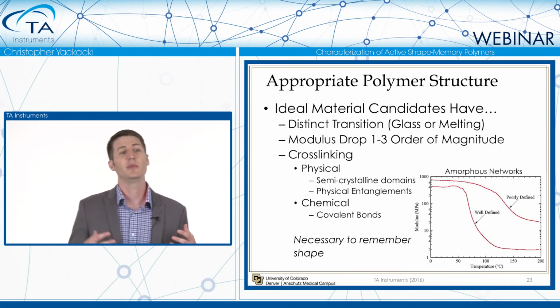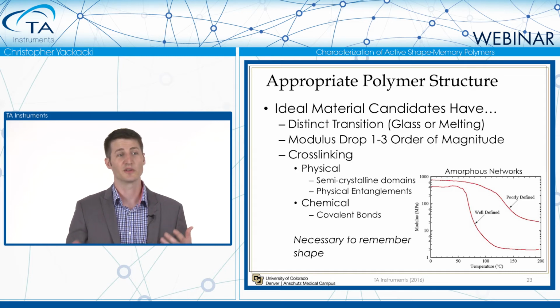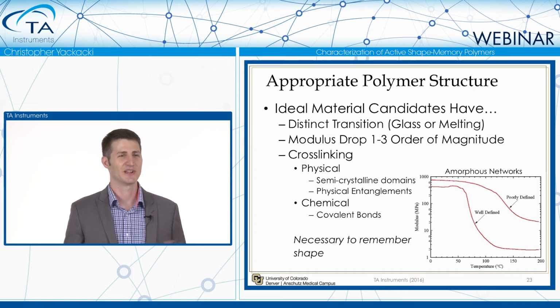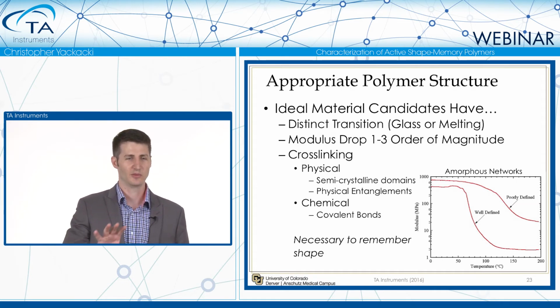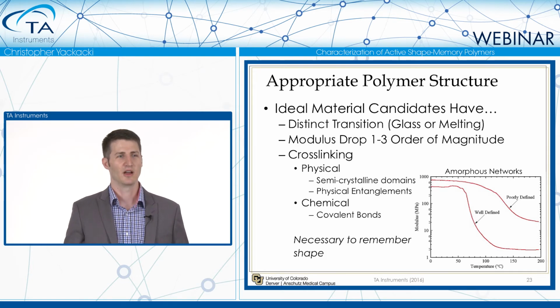So if you're looking at what would be the appropriate polymer structure, a couple things you might have noticed from those last curves is there should be a distinct transition, either a glass or a melting transition. And in that there should be a drop in modulus of somewhere between, some people say, 1 to 3 orders of magnitude. Typically I like to have it 2 to 3 orders of magnitude. I've shown you a little picture here on the bottom right, and you can see one that's well-defined, a very distinct transition, and one that's poorly defined. So you can see it's spread out over maybe 100 degrees Celsius. It's not going to happen too rapidly versus one that's spread over maybe 30 to 50 degrees Celsius.